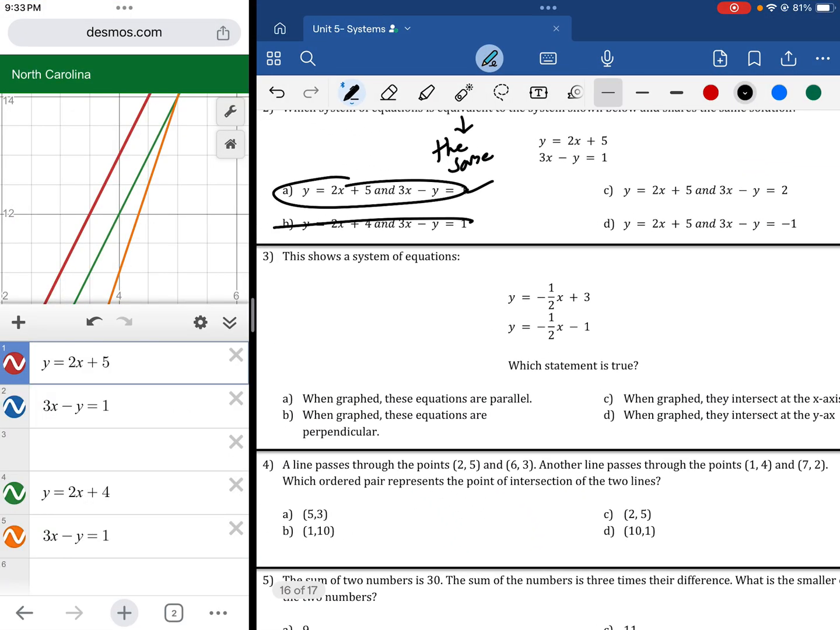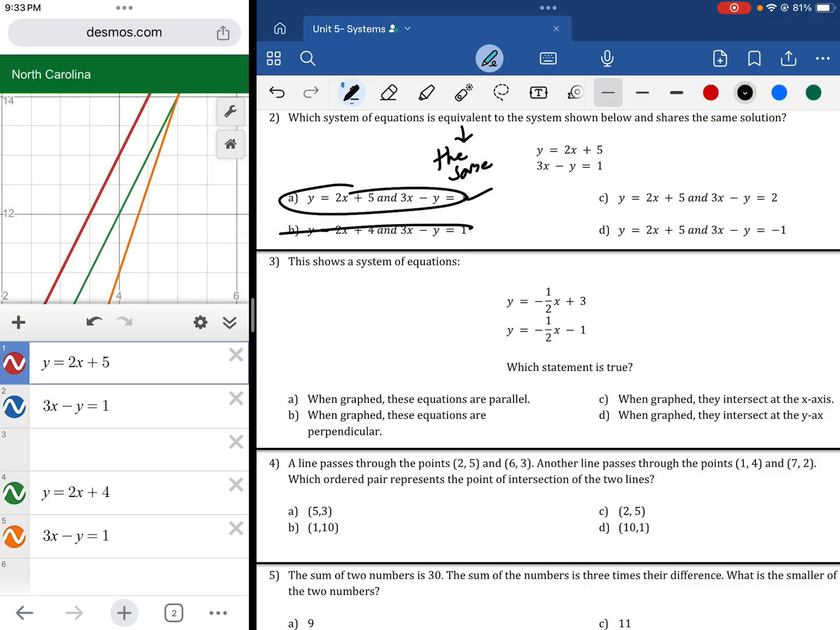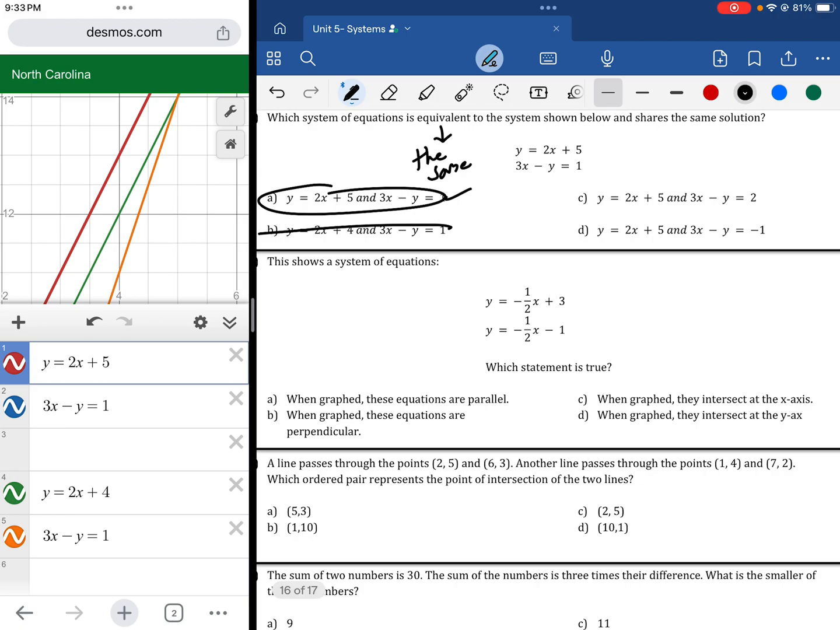Number 3 says this shows the system of equations, and we have y equals negative 1/2 x plus 3 and y equals negative 1/2 x minus 1. It asks which statement is true. When graphed, these lines are parallel. When graphed, these lines are perpendicular. When graphed, they intersect at the x-axis, or when graphed, they intersect at the y-axis.